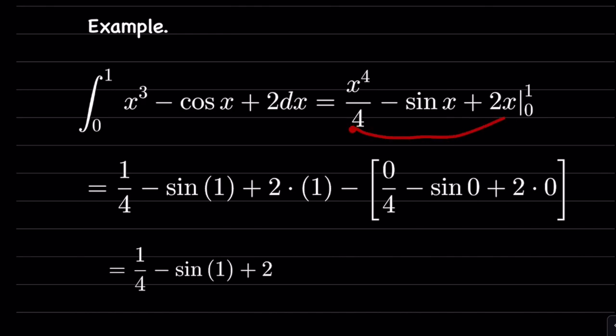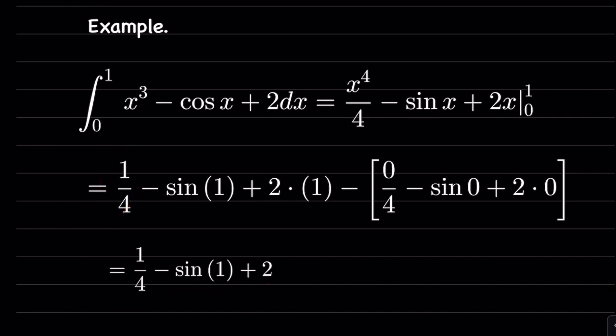If I substitute x by 1, this is what I'm going to get. I will get 1 over 4 minus sine of 1 plus 2 times 1. And if I substitute x by 0 here, this is what I'm going to get. But you know that sine of 0 is 0, 2 times 0 is 0, 0 divided by 4 is 0. So this is going to go away. That's 0, and this is all you have. So that's going to be 1 over 4 minus sine 1 and then plus 2.